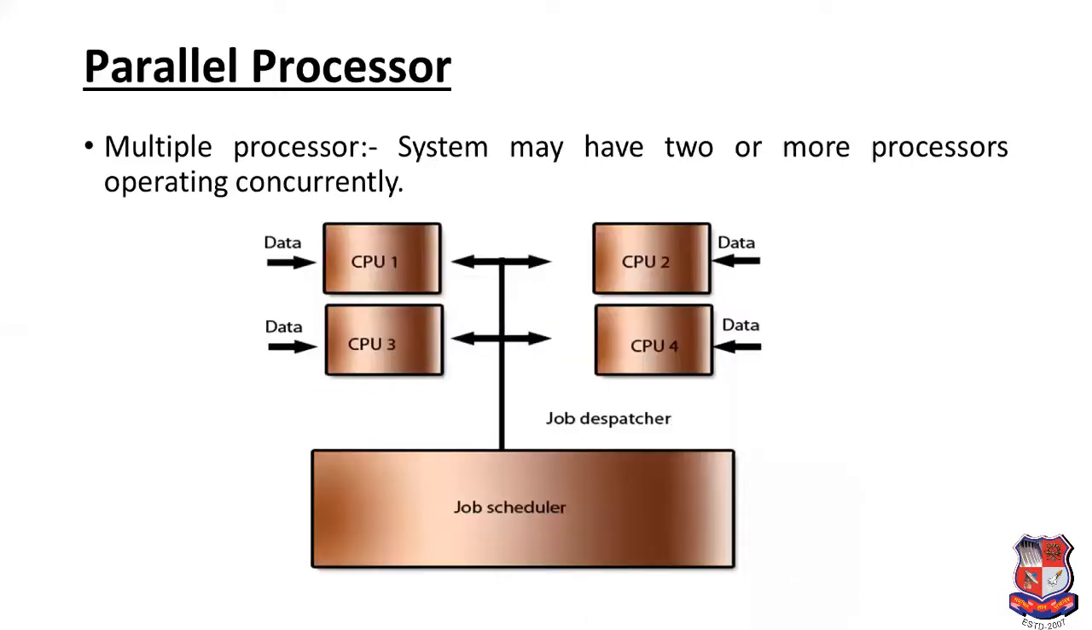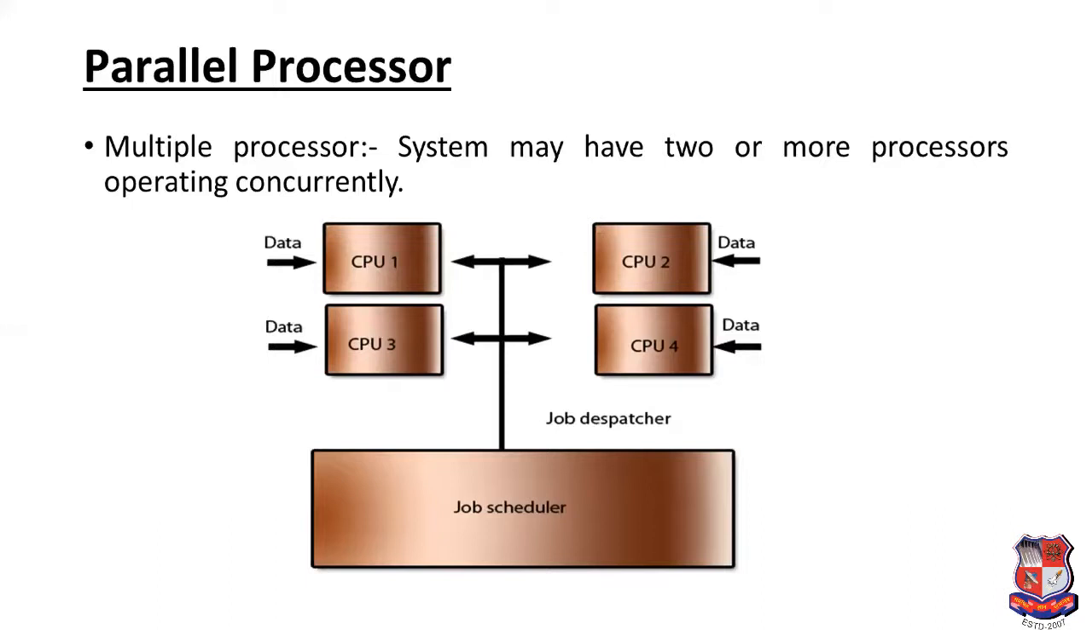Multiple processors: the system may have 2 or more processors operating concurrently. In this diagram, you can see there are a number of CPUs: CPU1, CPU2, CPU3 and CPU4. All the CPUs can do their own work simultaneously. That is the example of multiple processor. So the parallel processor has 2 types of architecture available. The first is multifunctional unit and the second is multiprocessor.